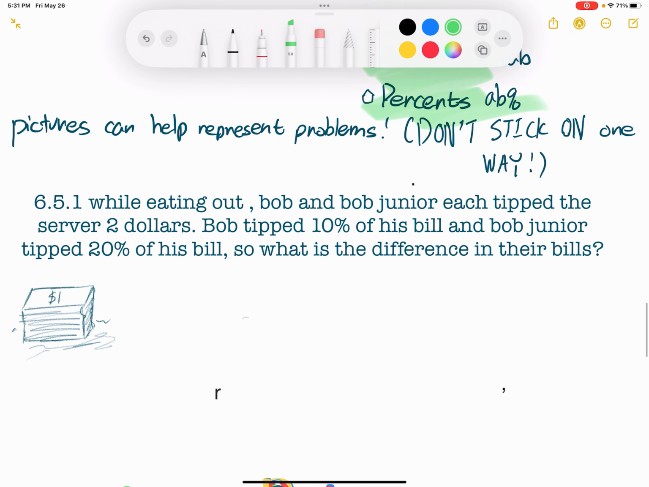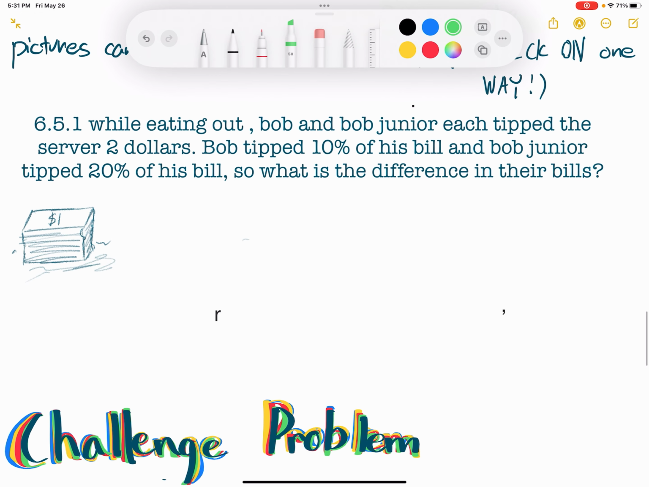So now we'll be moving on to the question, 6.5.1. While eating out, Bob and Bob Jr. each tipped the server $2. Bob tipped 10% of his bill, and Bob Jr. tipped 20% of his bill. What is the difference between their bills?